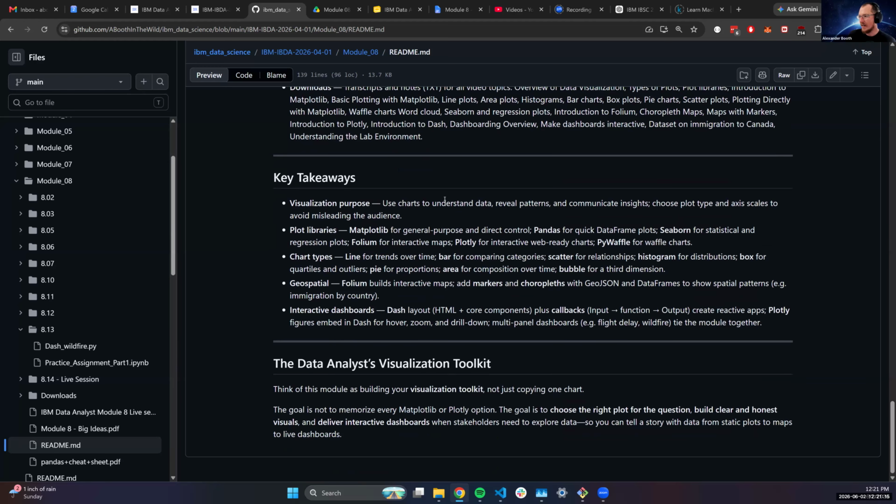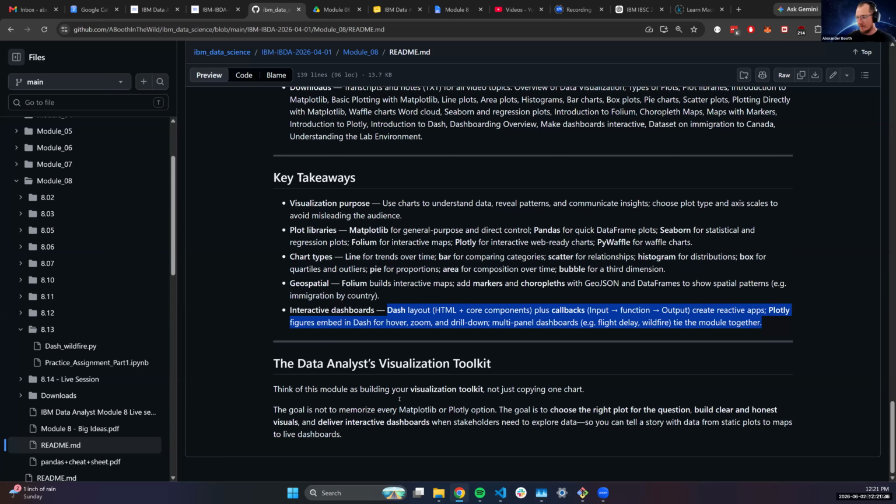And so our goal here is to use charts to understand data, reveal patterns, and communicate insights. You need to choose the correct plot type and labels and other parts of the visualization, like scales and labels and legends, to avoid misleading the audience. We'll talk about the different plotting libraries, Matplotlib, Seaborn, Folium, Plotly, all that good stuff. You should understand the specific chart types and when to use each, and then building out interactive dashboard design concepts.